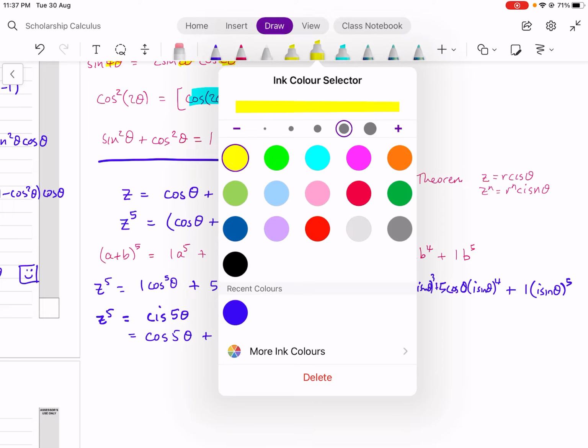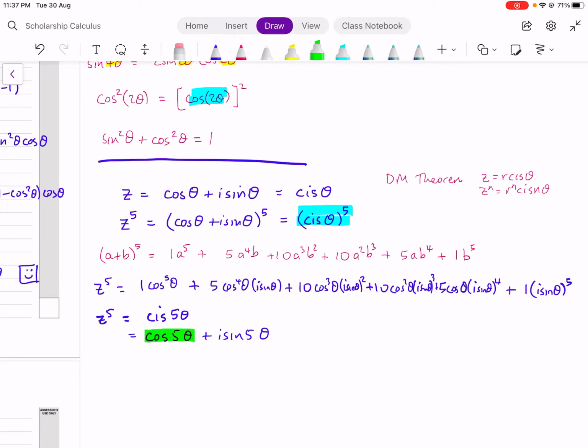Lastly, what we do is, we wanted this dude, cos 5 theta. It's the real part of z to the 5. Okay, it's the real part. So we go through the expansion in the binomial theorem and we go real. I know it looks like it's got an i in it, but it's i squared, and i squared is -1. And then this dude here is real because i to the 4 is equal to 1. So, therefore, cos 5 theta is equal to cos to the 5 theta plus 10 cos cubed.